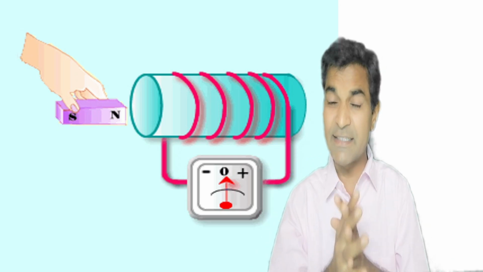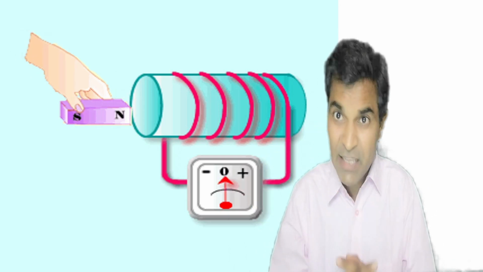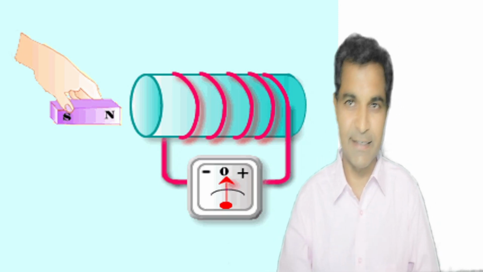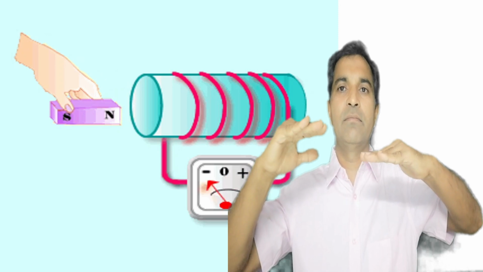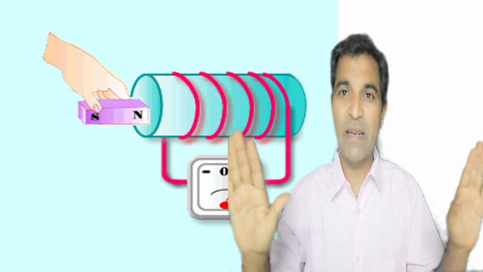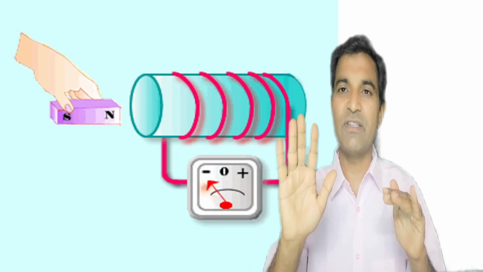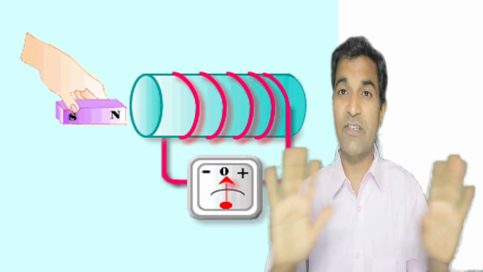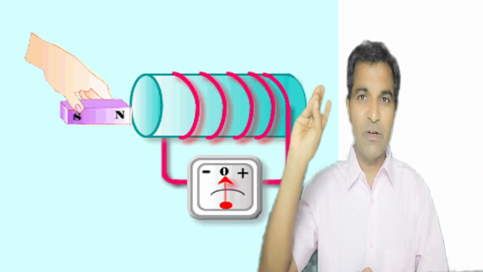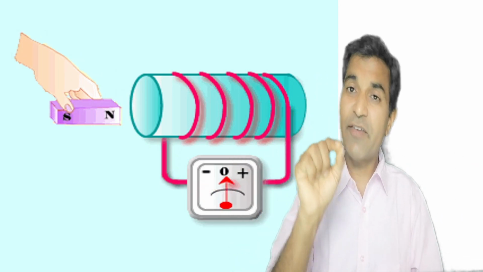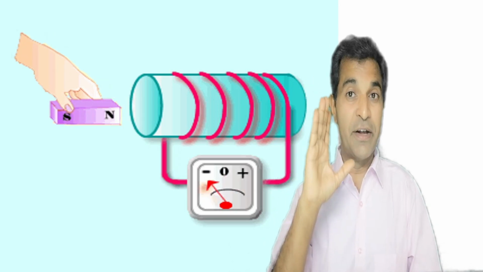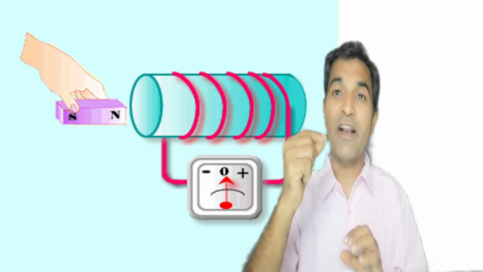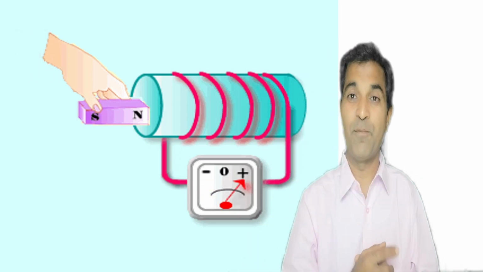Whenever we change magnetism, electricity is generated. Observation number 2: when we keep the magnet stationary and the coil stationary, no electricity is generated. That means there is always a requirement of a change in field. The greater the speed, the greater the amount of electricity produced, right?